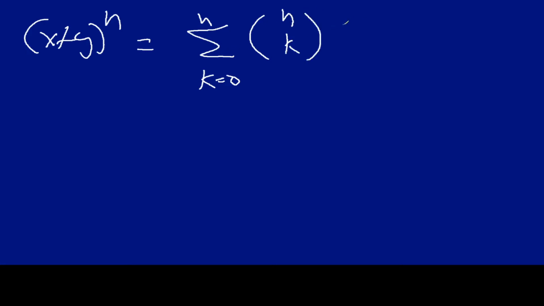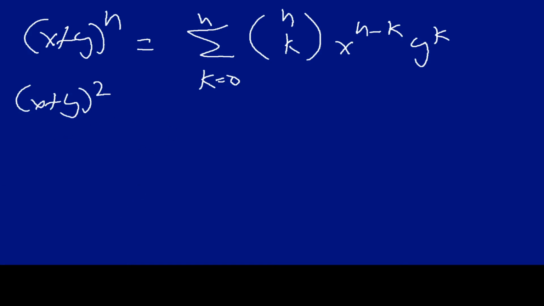And then after that, we're going to have x to the n minus k, and then y to the k. And because this is summation, this will of course go on until we're done. Now, let's use this particular formula, this summation equation, if you will, to calculate our friend here, x plus y to the second power.